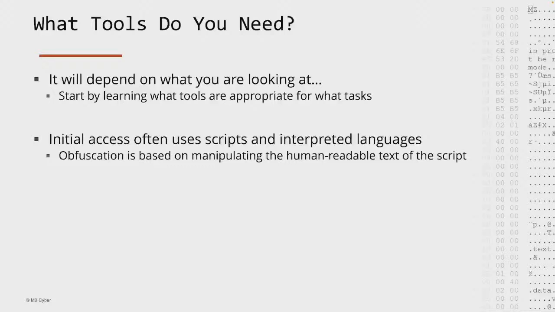Initial access. So again, thinking about the left side of that MITRE ATT&CK, a lot of times the initial stages of trying to breach an environment and gain access to a system, it's scripts, it's interpreted languages, it's documents, Office documents with macros. These are, again, arguably easier to analyze, because most of the obfuscation is based on manipulating human readable text of the script. That doesn't mean that they're not going to be challenging, but in my experience, they're easier to analyze and unravel than getting into binary code that needs to be disassembled.